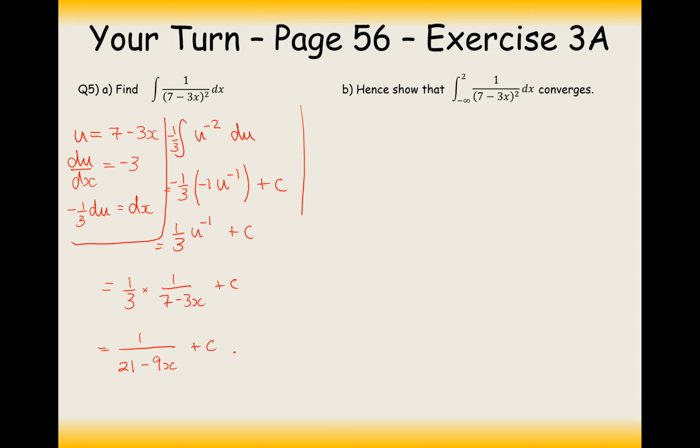And now we'll do part B. So hence show that the integral between 2 to minus infinity of this expression here converges. What I do want to just do is check that I'm not going to have any issues going past 2. So the number that I couldn't integrate on this curve here will be 7 over 3. And 7 over 3 is a number that's higher than 2, so when I go from 2 down to minus infinity, I should be okay, so that's fine.